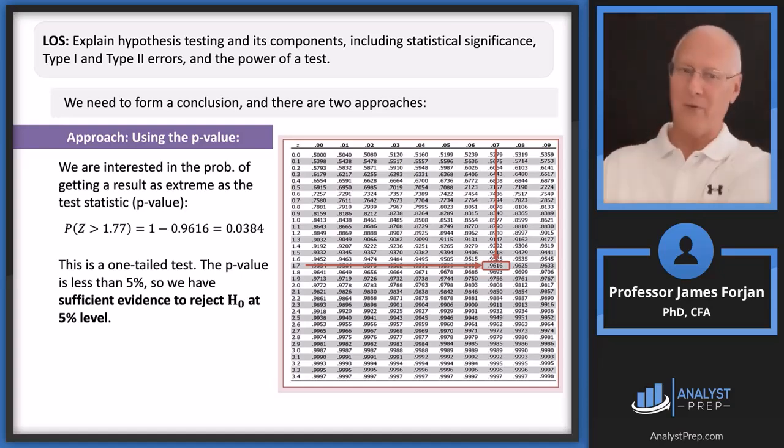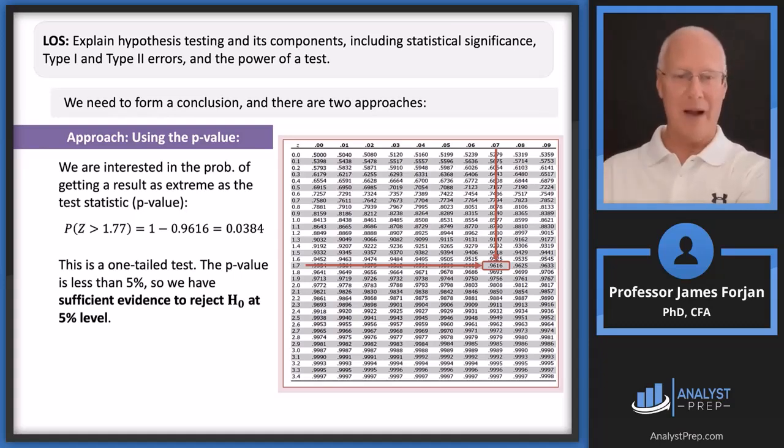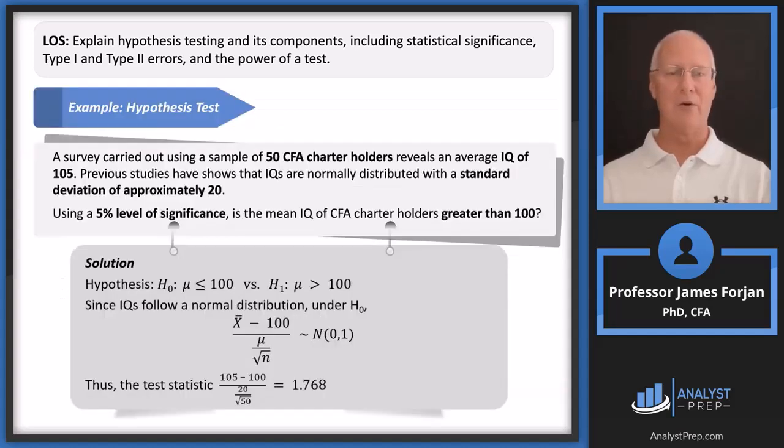No, where would it be? It would be in the right range, right? So over in the bottom right, it's over in that critical region. So we say, CFA charter holders have a statistically significant higher IQ.